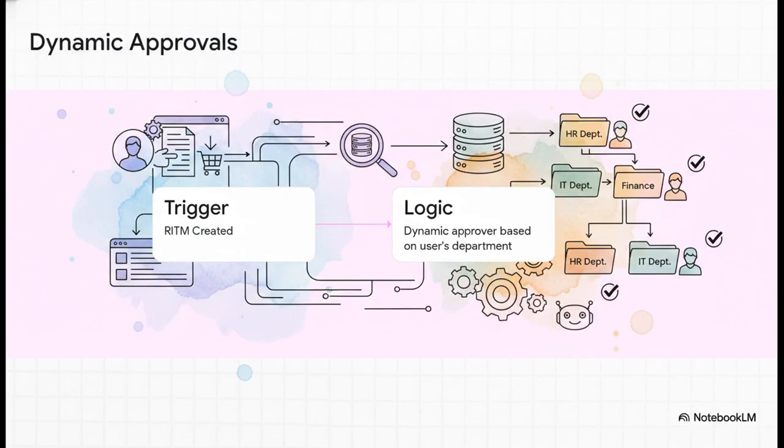Okay, this one is just plain smart. A user puts in a request for access to something, the flow kicks off, it looks up what department that user is in, and then it dynamically sends the approval request to their specific department head. That's intelligent routing. It doesn't just cut out the admin work, it speeds everything up and makes sure the right person is always signing off.